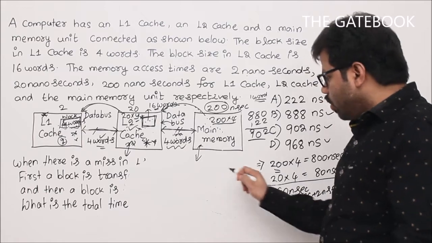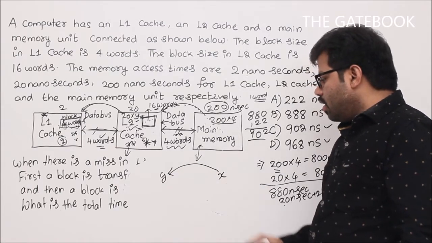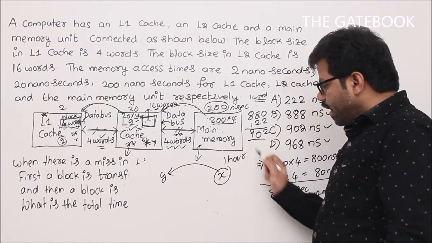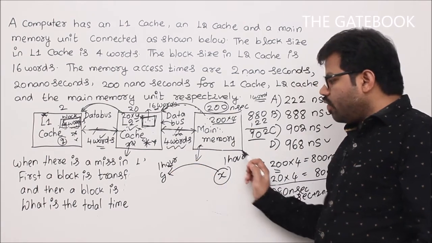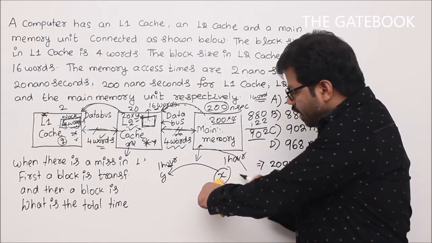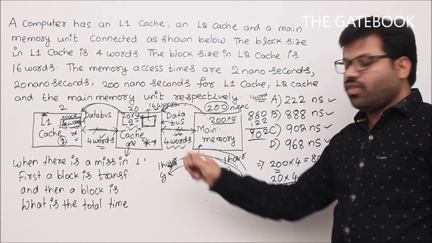For example, let's say you are transferring data from some x to y. Then x takes 1 hour to take the data, y takes 1 hour to take the data. Then why do we require 2 hours? Because we can do it in parallel. While taking the data, we are sending the data at the same time. Then maybe only 1 hour we can consider.